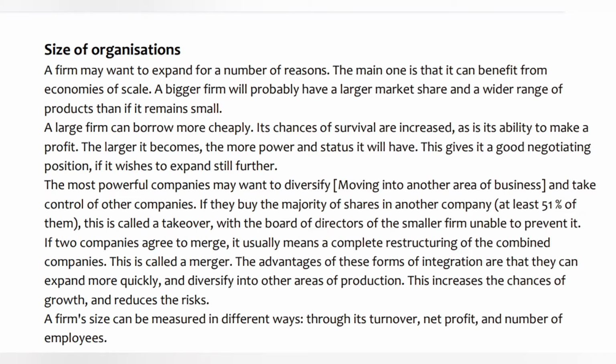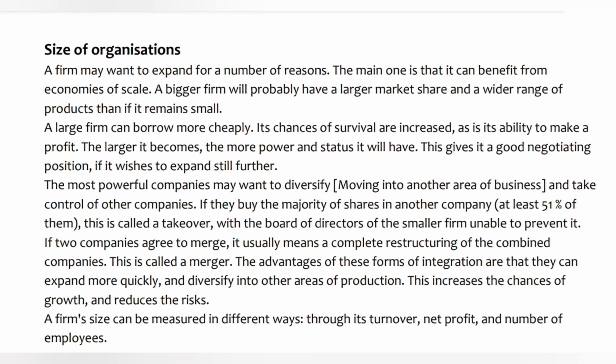The larger it becomes, the more power and status it will have. This gives it a good negotiating position if it wishes to expand still further. The most powerful companies may want to diversify, moving into another area of business and take control of other companies. If they buy the majority of shares in another company, at least 51% of them, this is called a takeover, with the board of directors of the smaller firm unable to prevent it.